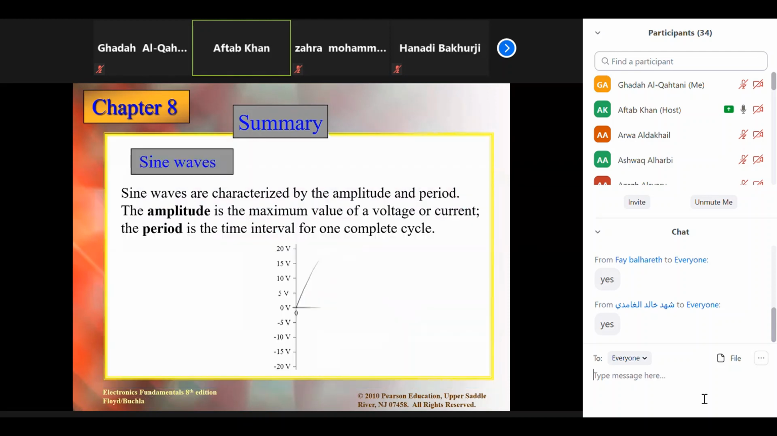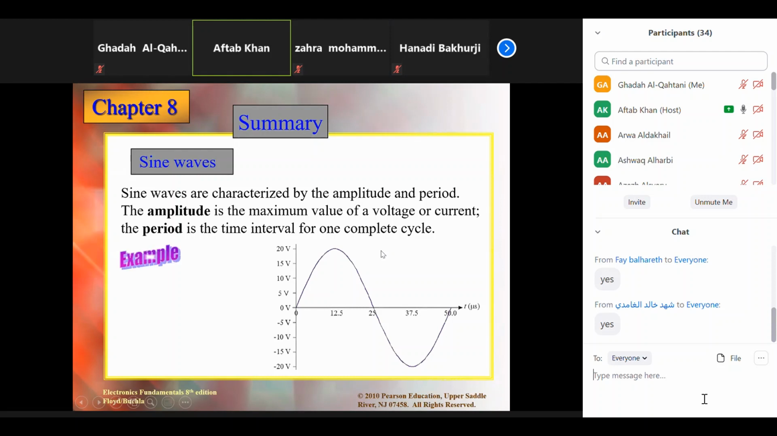So see now. Sine waves are characterized by amplitude and period. There are two things in this wave: amplitude, and the period. The amplitude is the maximum value of the voltage or current. The period is the time interval for one complete cycle.